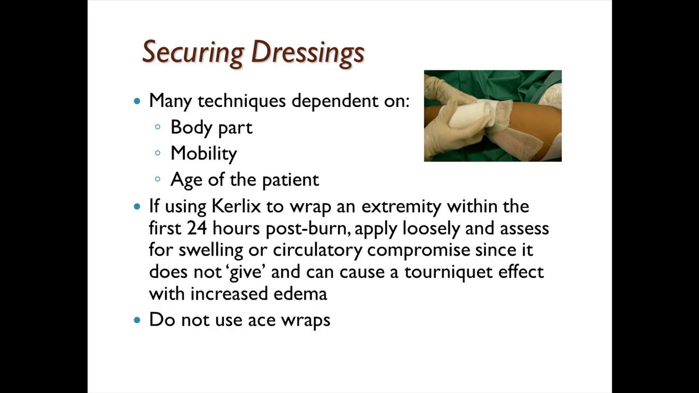If you're using Kerlix to wrap an extremity like an arm or a leg within the first 24 hours after the burn injury, make sure that it's applied very loosely. What you want to do is assess for swelling or circulatory compromise, since that Kerlix doesn't give any at all. It can cause what we call a tourniquet effect, which can press down on the area and cause decreased blood flow to your extremity. Do not use ACE wraps to secure your dressings.